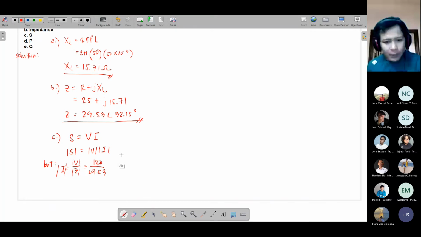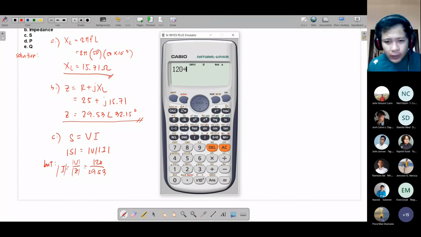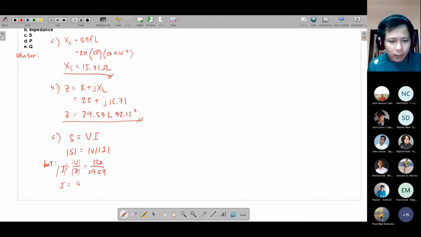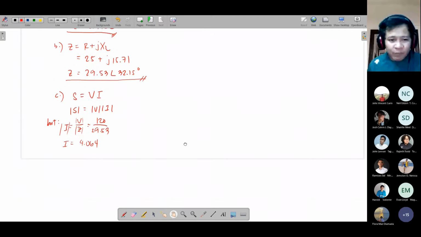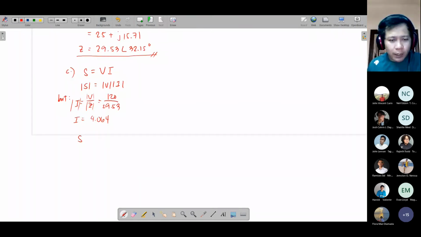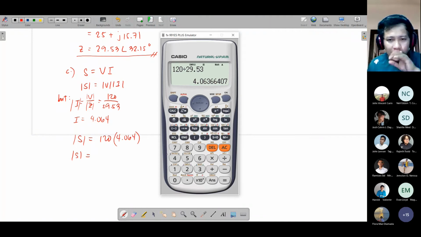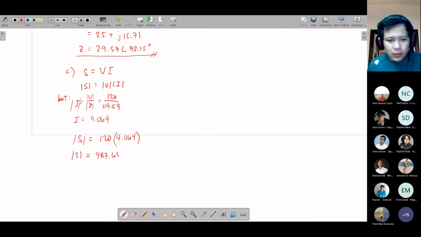So 120 divided by 29.53 is 4.064, so I is 4.064. With that, ang magnitude sa apparent power S will be 120 times 4.064, that is 487.68. That is if you only need the magnitude.